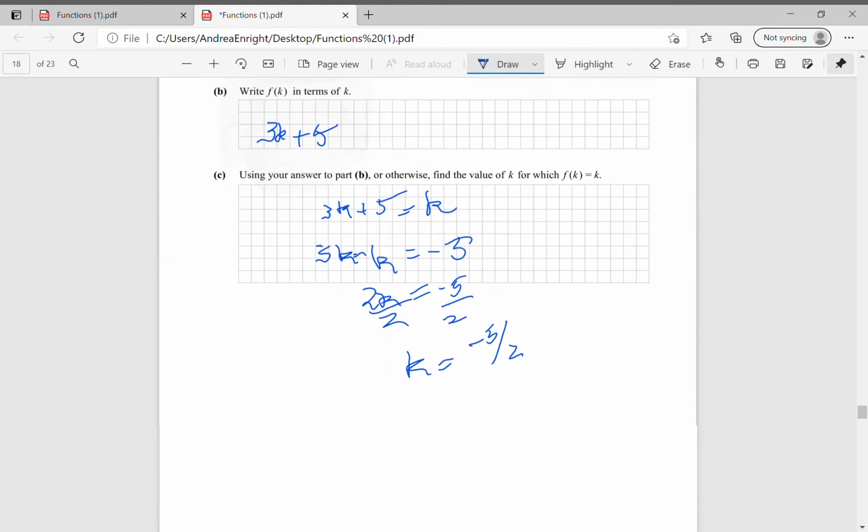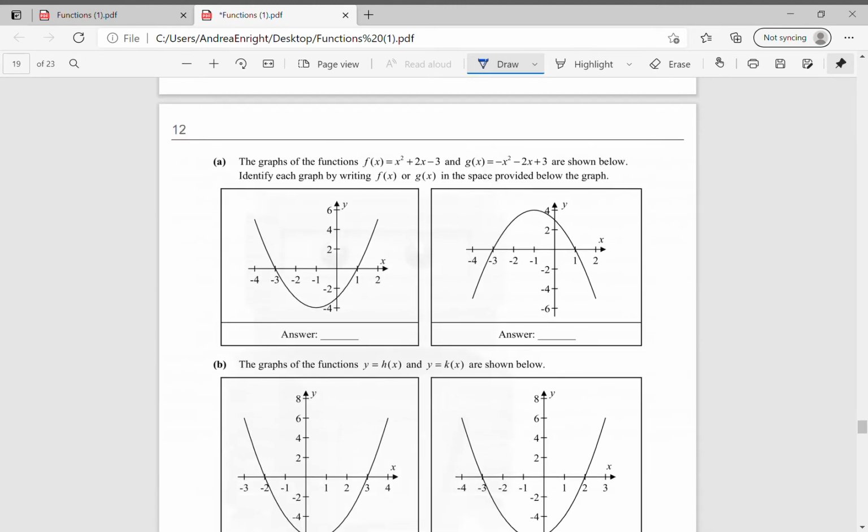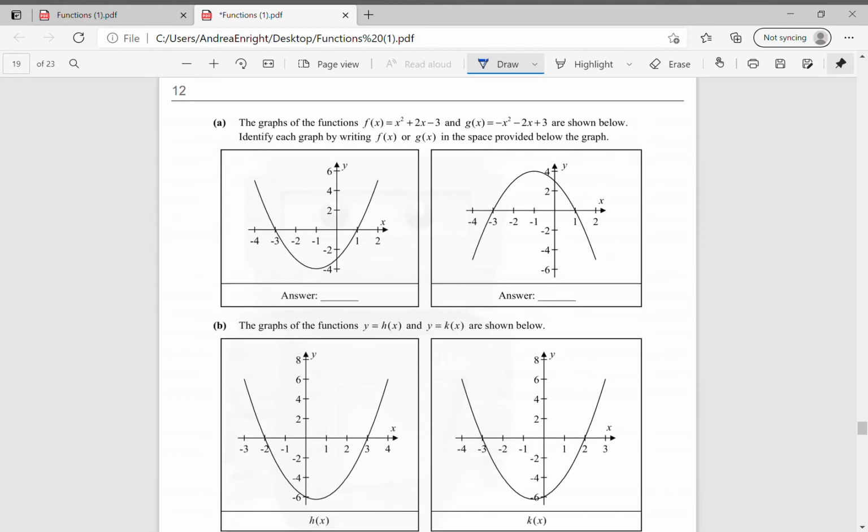Okay, next one. The functions are shown below. Identify each one. So this is a happy face because it's a positive x squared, and this is a sad face because it's a negative x squared. So that means this is f of x and this is g of x.